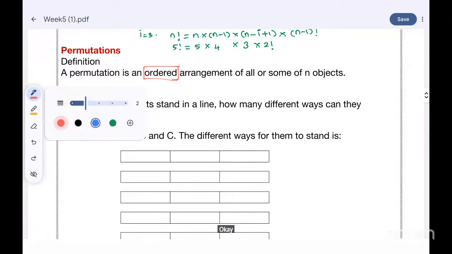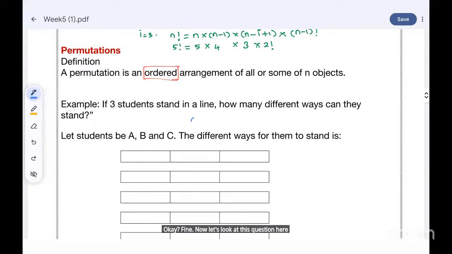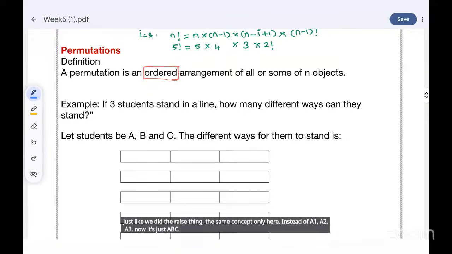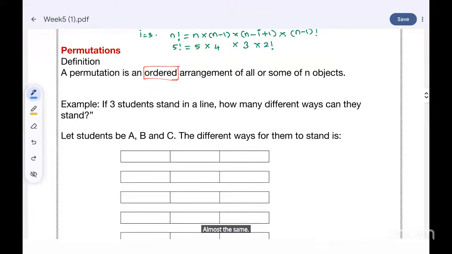Okay, fine. Now let's look at this question. If 3 students stand in a line, how many different ways can they stand? Here again, let the students be A, B and C. What are the different ways they can stand? Just like we did the race thing, the same concept only. Here, instead of A1, A2, A3, now it's just ABC. It's the same, 3 factorial.